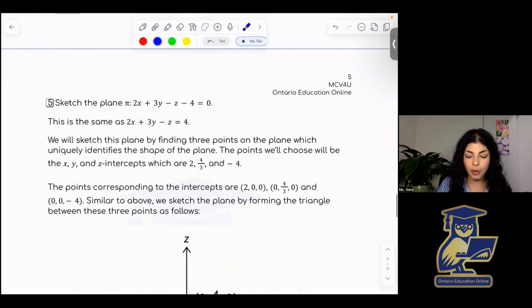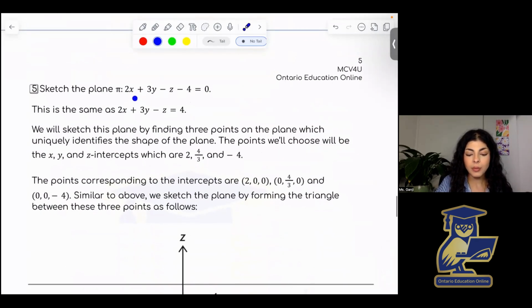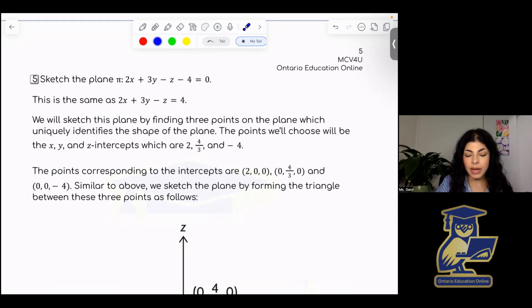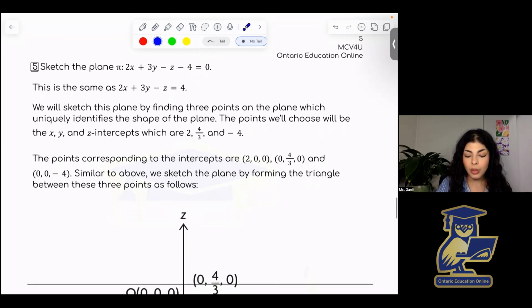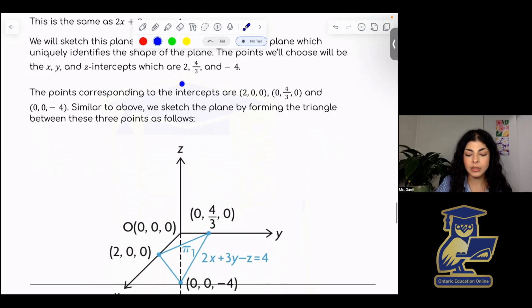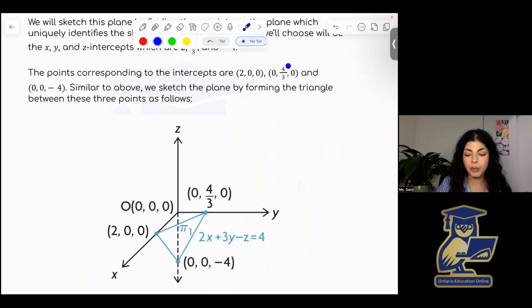Now, our last example is when A, B, C, and D are all non-zero. Now we rearrange and just move the D value over. So we have 2x plus 3y minus z is equal to 4. In this case, again, the simplest way is to find your x, y, and z intercepts. We find the x, y, and z intercepts are respectively 2, 4 over 3, and negative 4. And these corresponding points are 2, 0, 0; 0, 4 over 3, 0; and 0, 0, negative 4.